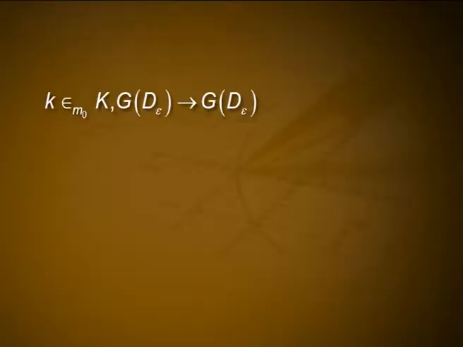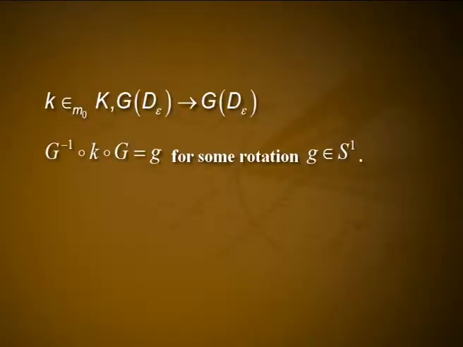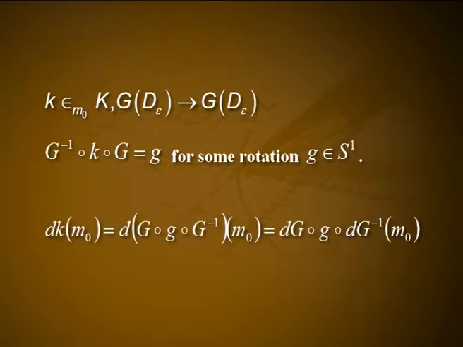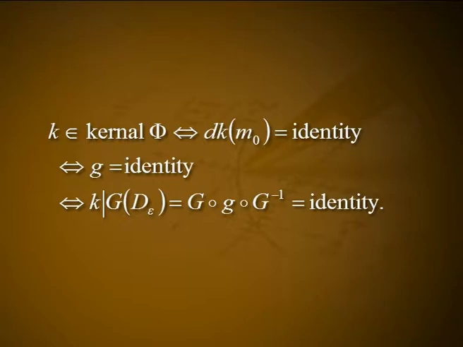Proof: let G from D_epsilon to M be a geodesic coordinate system about m0. Note that for k element of K_m0, k maps G of D_epsilon to G of D_epsilon since k is an isometry. Moreover, G inverse composite k composite G is an orientation preserving isometry of D_epsilon leaving 0 fixed. That is, G inverse composite k composite G is equal to small g for some rotation g element of S1. Since dg of 0 is also a rotation by g, dk at m0 is equal to dG composite small g composite dG inverse at m0, which is equal to dG composite g composite dG inverse at m0. Thus, k is an element of kernel phi if and only if dk at m0 is equal to identity, if and only if g is equal to the identity, if and only if k restricted to G of D_epsilon is equal to G composite small g composite G inverse, equal to identity.